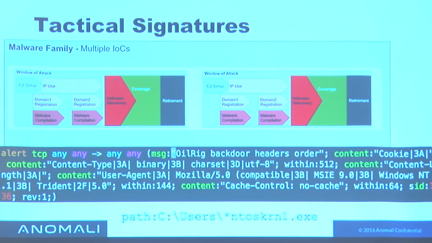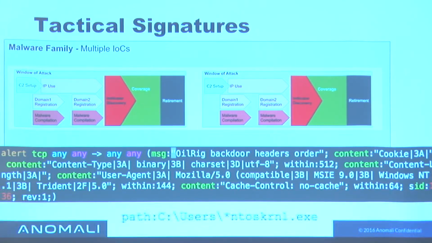It's to try to not look at those URIs, because the URIs are easy to change. But if you take a look at the header orders and weird things, like in this case, this OilRig backdoor, one of the weird things that I saw was the content type, binary charset UTF-8. That's really strange. Content type text UTF-8 makes sense. Binary UTF-8, I thought that was a little weird. I took a look at a whole bunch of weblogs to see if I could find that, and I wasn't really seeing that anywhere.